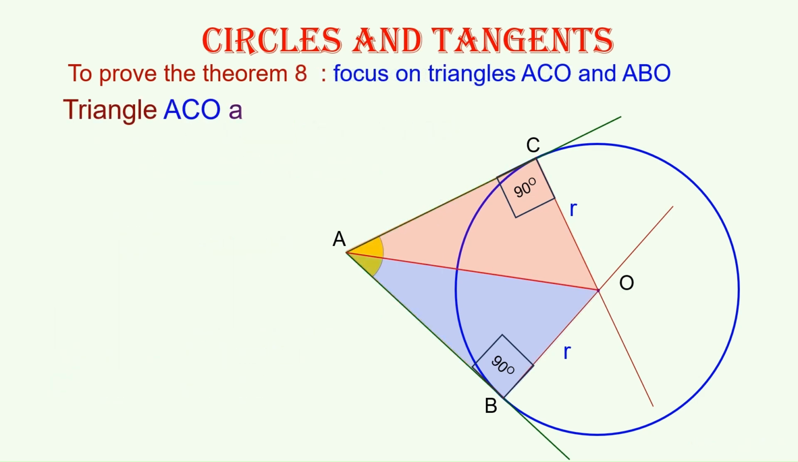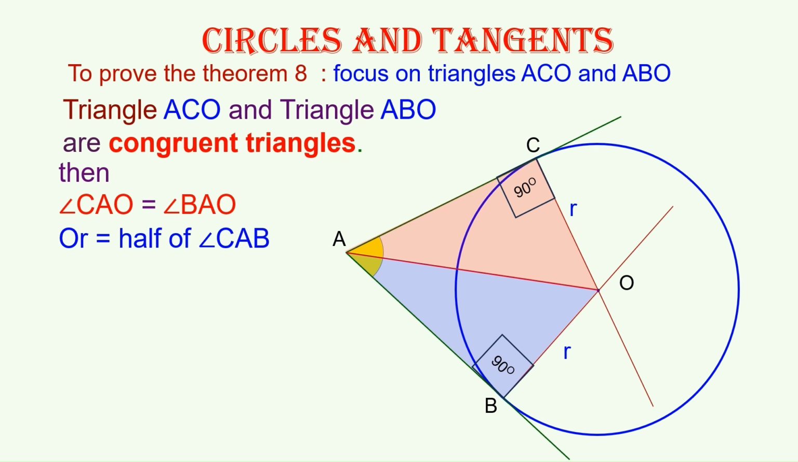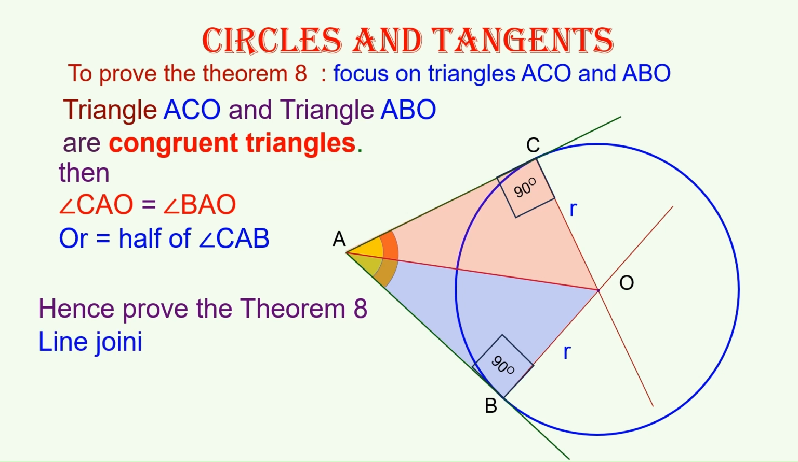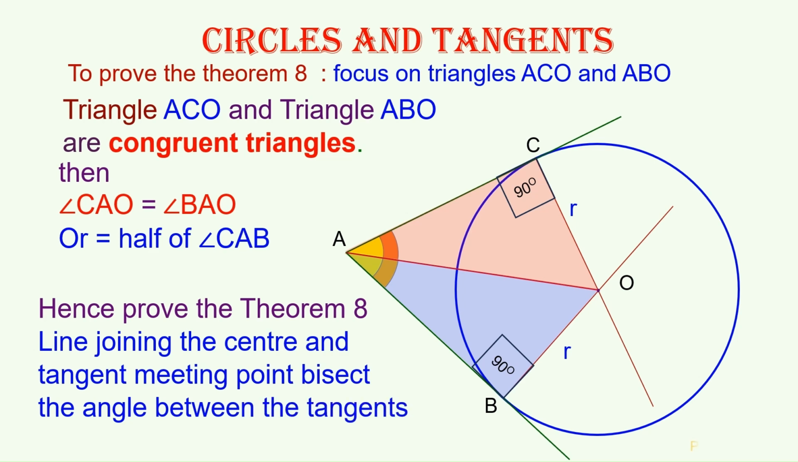To prove theorem 8, again we see triangle ACO and triangle ABO are congruent triangles. Then, angle CAO equals angle BAO, or equals half of angle CAB. Hence prove the theorem 8. Line joining the center and tangent meeting point bisect the angle between the tangents.